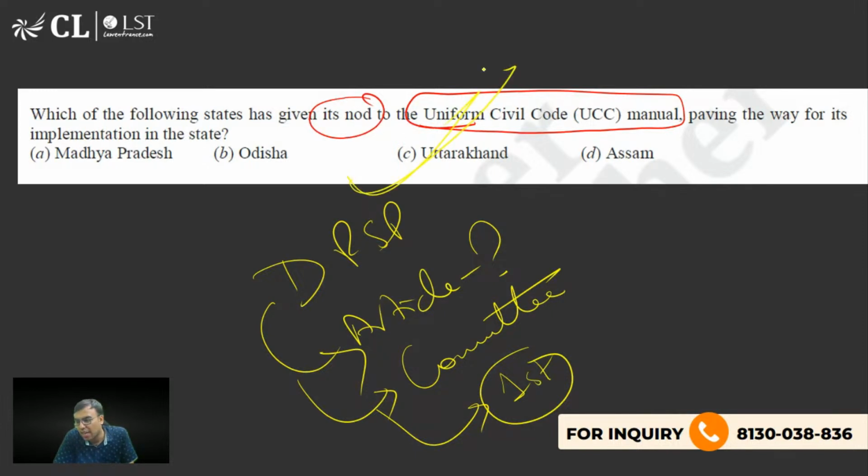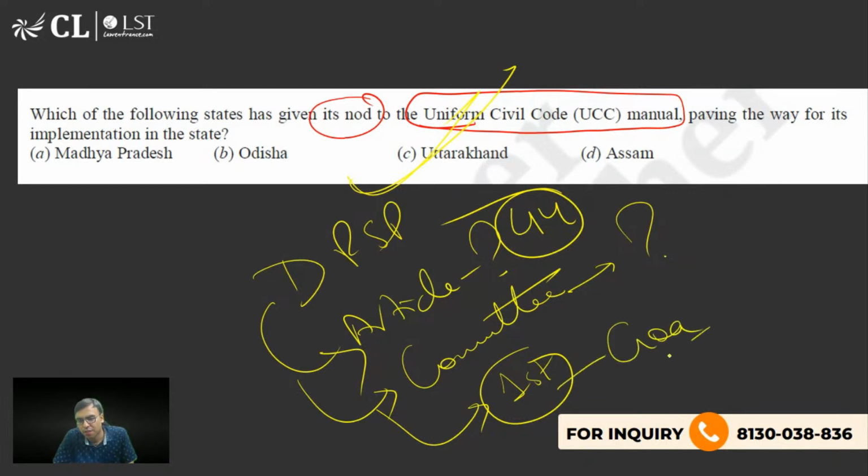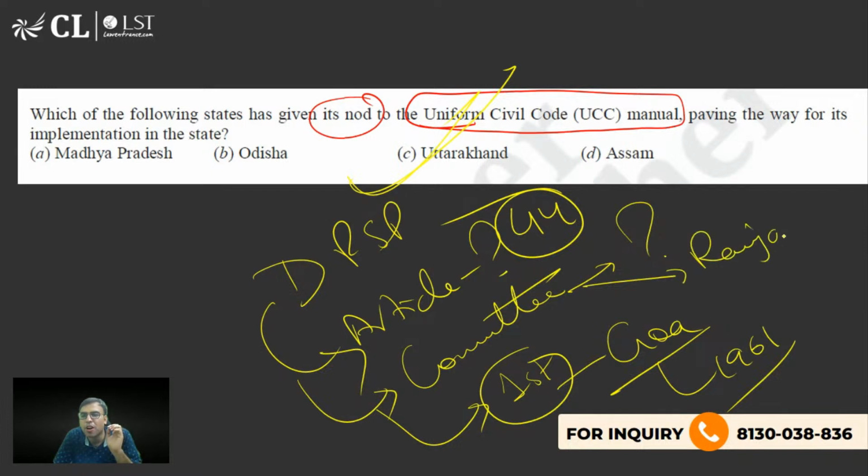Yes, Uttarakhand. C is the right answer. Which article? Article 44, DPSP. And which committee was formed? Before Uttarakhand, there is one more state which has a near Uniform Civil Code: Goa. Yes, because they were under the Portuguese until 1961. Ranjana Prakash Desai Committee. The committee is led by former Supreme Court Judge Justice Ranjana Prakash Desai.